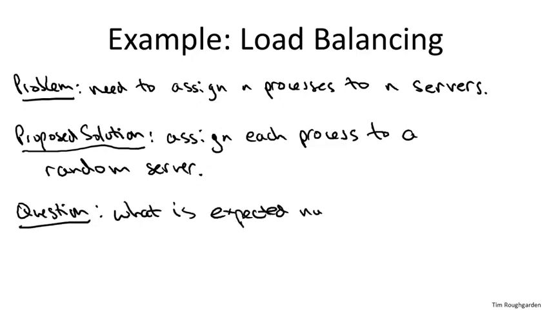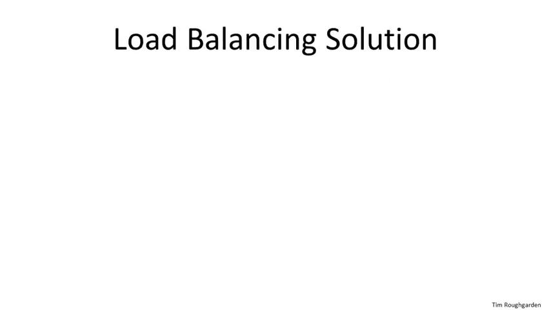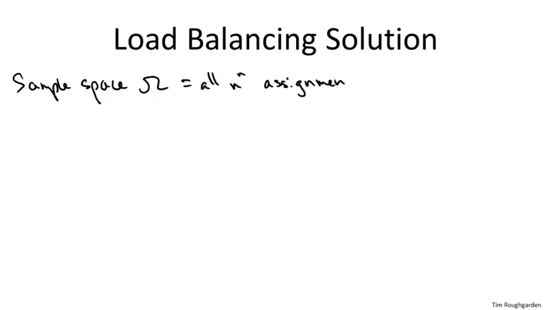So let's proceed to the solution, the answer to this question. Before you start talking about expectations, one has to be clear about the sample space and what are the probabilities of the various outcomes. So remember, the sample space omega just denotes every possible thing that could happen. So what are we doing? For each process, we're assigning it to a random server. So all of the things that could happen are all of the different assignments of these n processes to these n servers. And if you think about it, there are n raised to the n possible outcomes because you have n choices for each of the n processes.